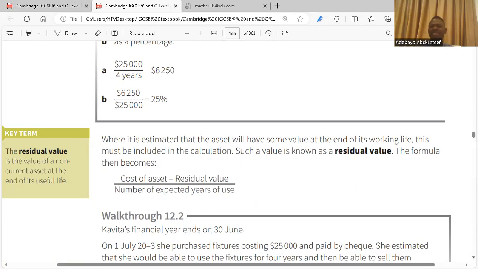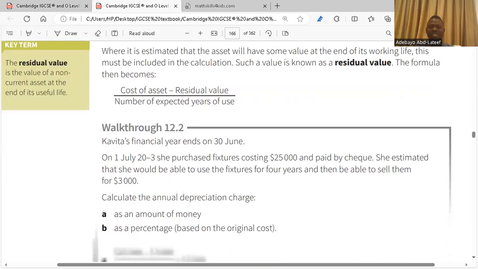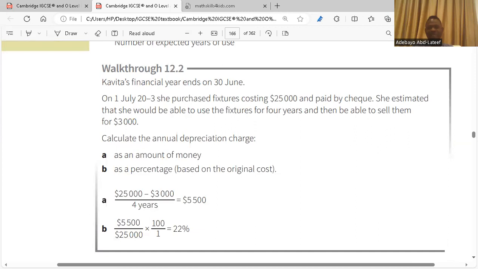So where it is estimated that the asset will have some value at the end of its working life, this must be included in the calculations. Such a value is known as the residual value. The formula then becomes the cost of assets minus residual value divided by the number of expected years.